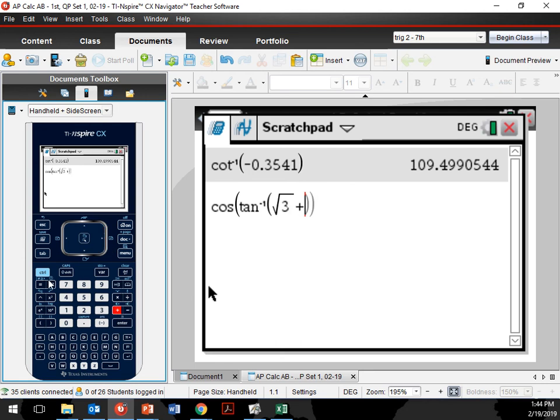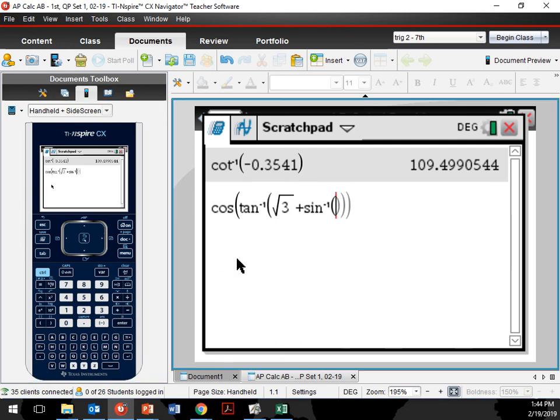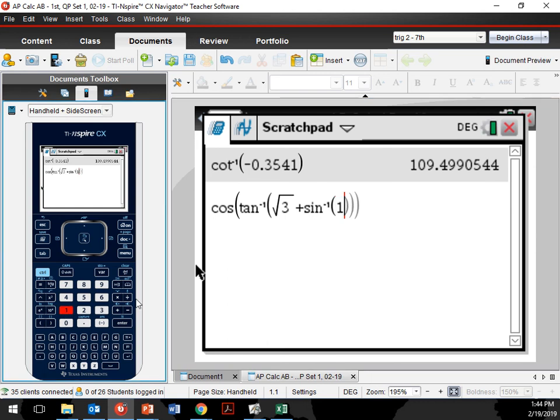Plus arc sine of 1 over 3, right? I'm not an inverse. Why do you have an inverse? Because that means the same thing as arc.